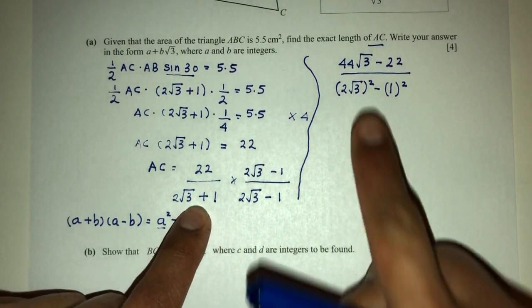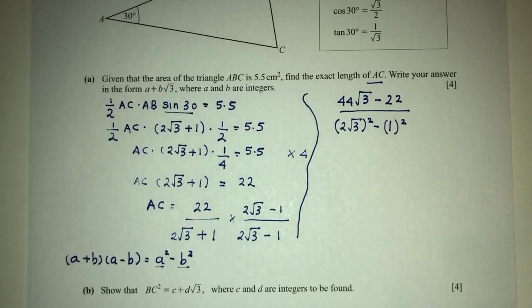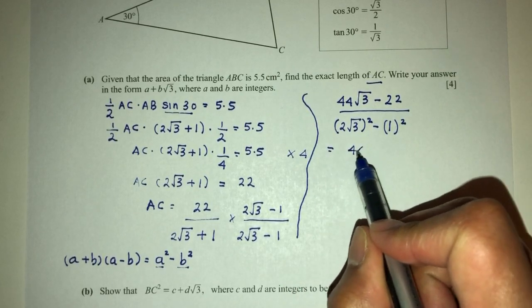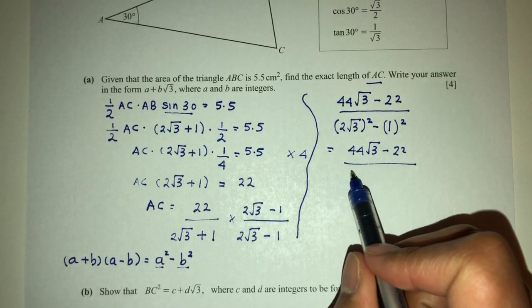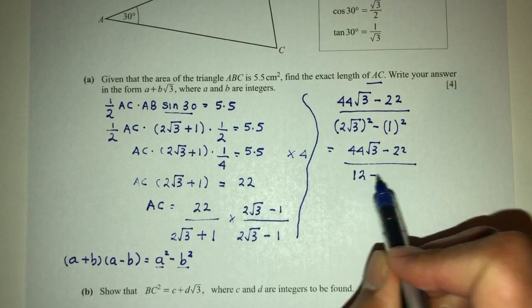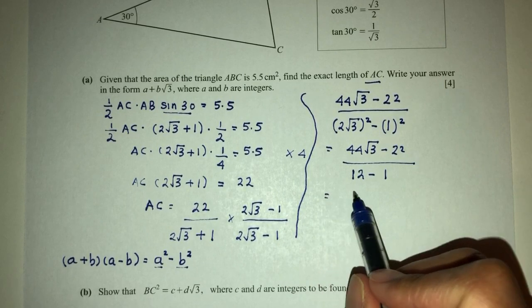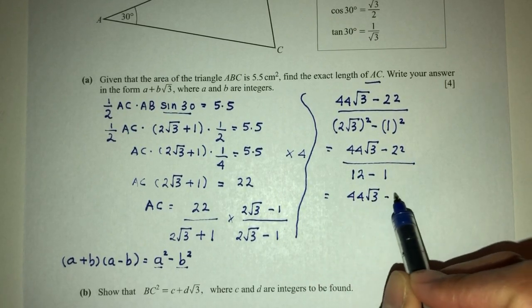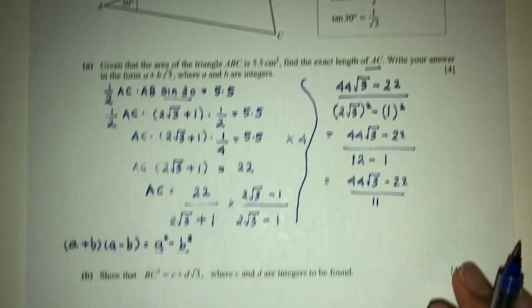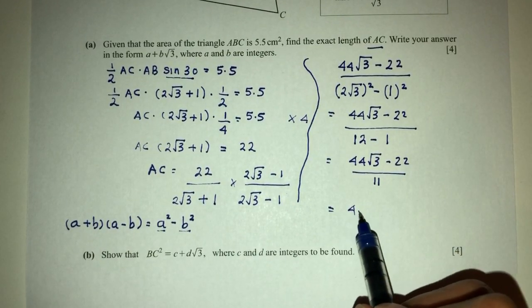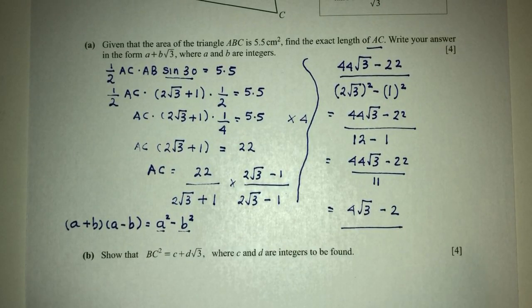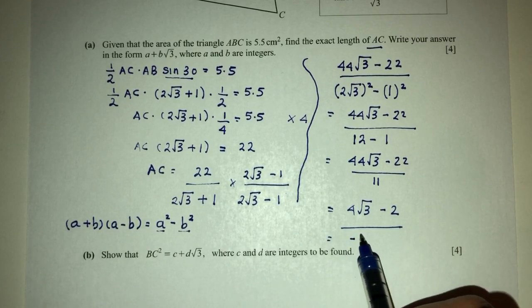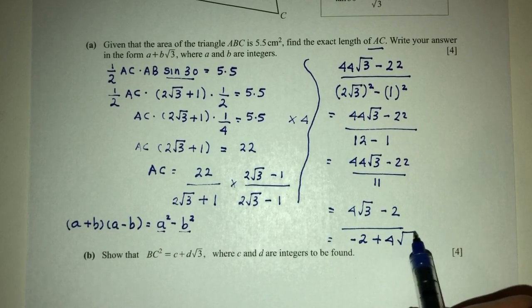That's why I wrote this in this simplification. Now simplify, you will have 44√3 minus 22 over, 4 times 3 should be 12, minus 1, that will be 11. So 44√3 minus 22 divided by 11. So divide by 11, you will have 4√3 minus 2. And this is my answer for the value of AC, where a and b are integers. So a is minus 2 and b is 4√3.